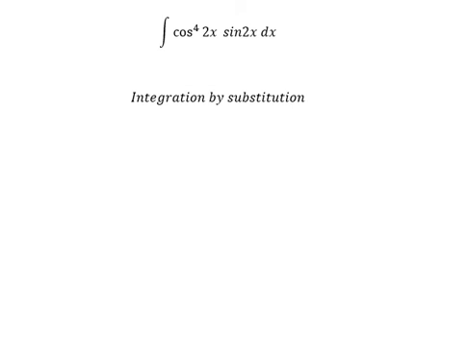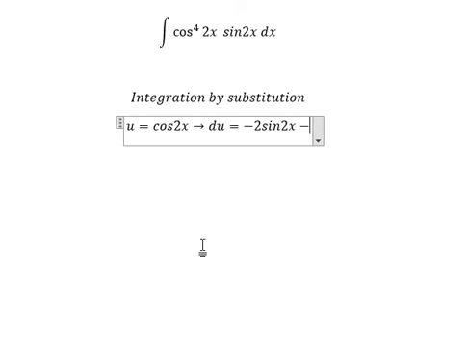So I will put u equal to cosine 2x. So if I do the first derivative for both sides, we have du equals negative 2 sine 2x dx. Because we don't have negative 2 in here, we need to divide both sides by negative 2.